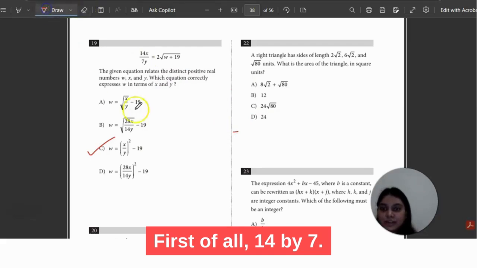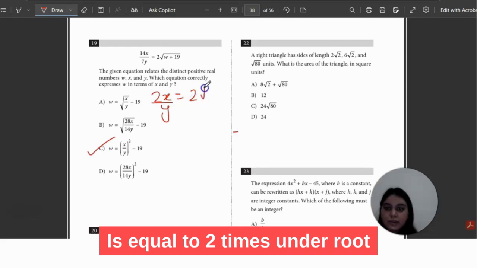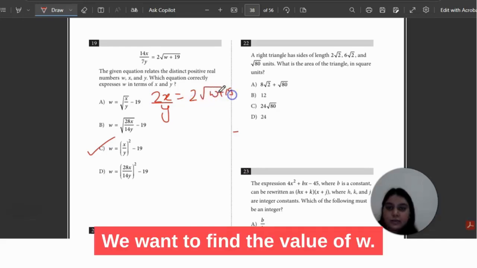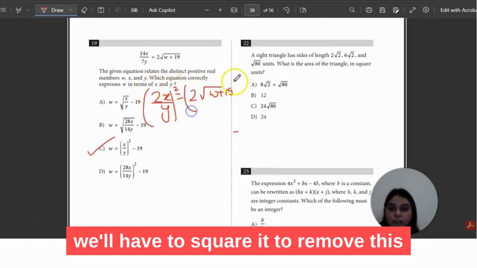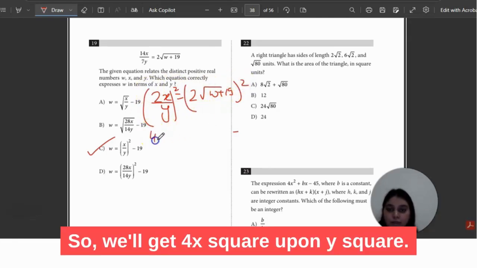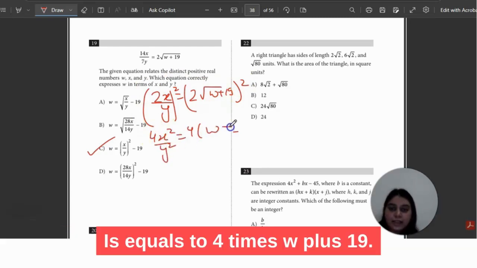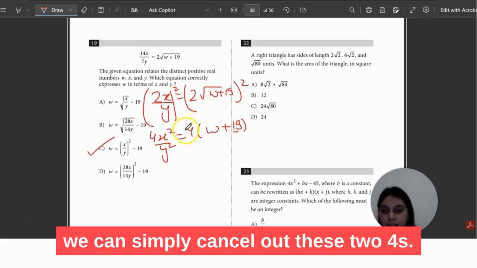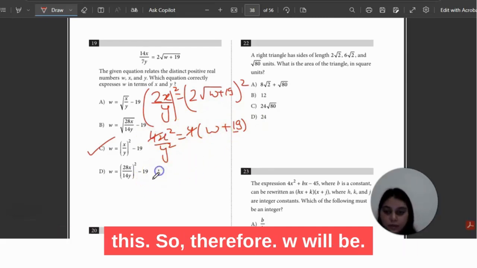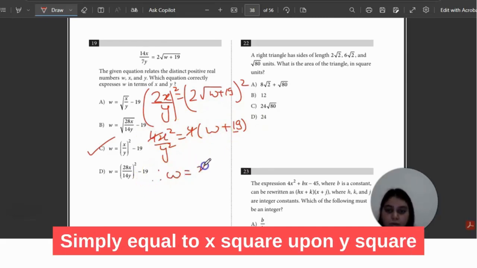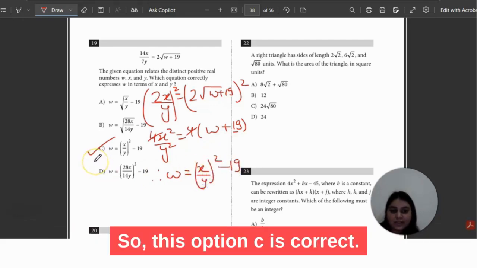First of all, 14 by 7 is basically 2x upon y is equal to 2 times under root w plus 19. We want to find the value of w in terms of x and y. So we'll have to square it to remove this under root. So we'll get 4x squared upon y squared is equal to 4 times w plus 19. Now we can simply cancel out these two 4's. And now we have w plus 19 is equal to this. So therefore, w will be simply equal to x squared upon y squared minus 19. So this option C is correct.